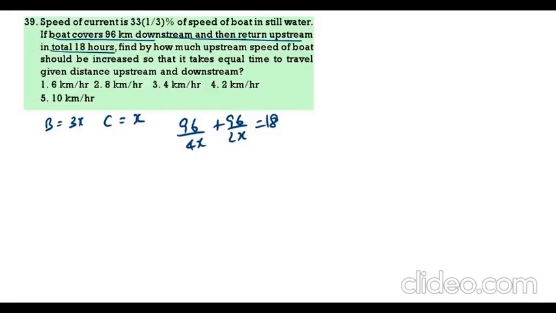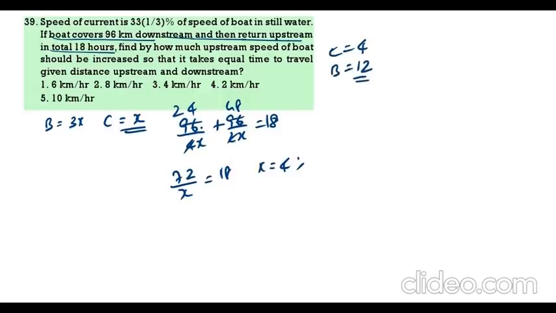Now 96 by 4, 24, and 96 by 2, 48. That is 24 plus 48, 72. So 72 by x is equal to 18. X is equal to 4. That means current speed is 4. Current speed 4, boat speed 12.